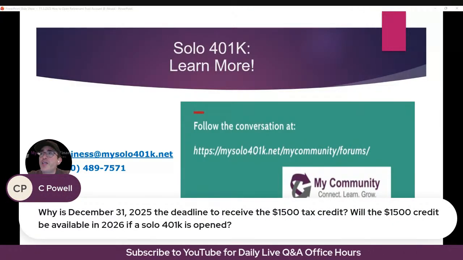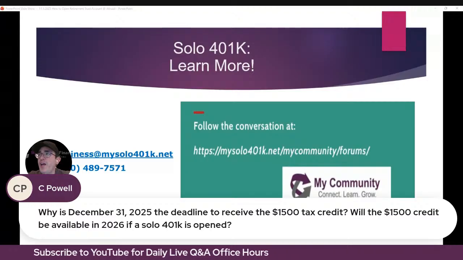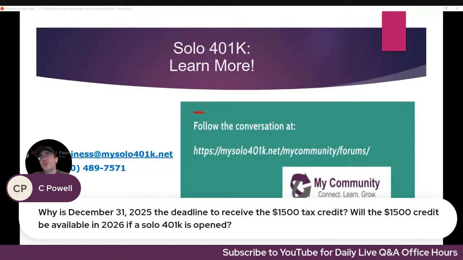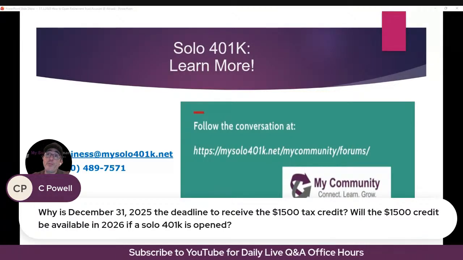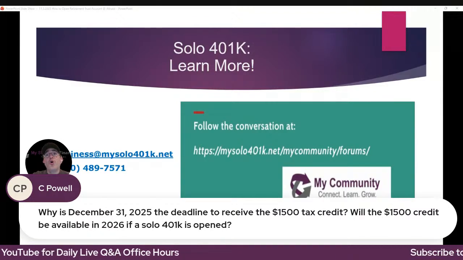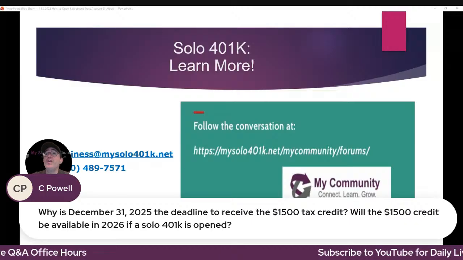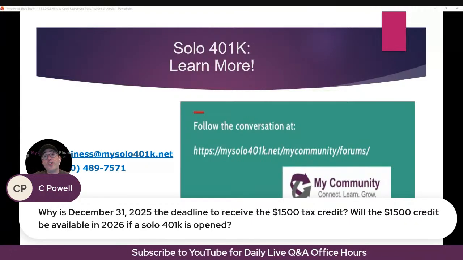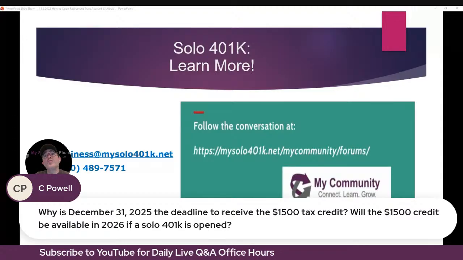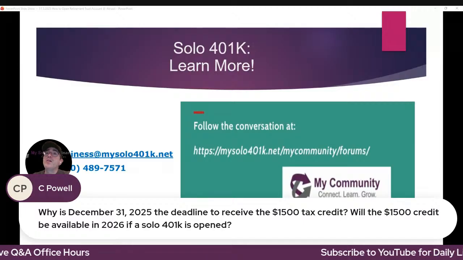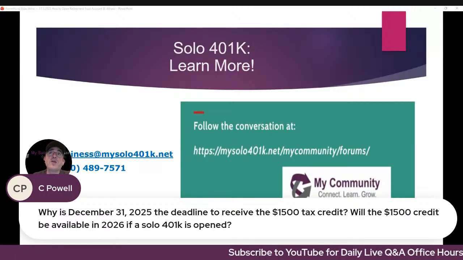Why is December 31st the deadline to receive the $1,500 tax credit? Would the $1,500 credit be available in 2026 if a solo 401k is opened? That's a great question. So it's a $500 per year for 3 consecutive year set of credits. So it's a total of $1,500. So if the individual wants to be able to start claiming those credits on their 2025 tax return, they would need to establish the plan in 2025. So that's why the December 31st deadline comes into play in terms of the credits.